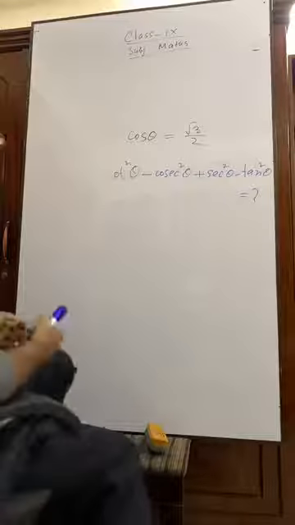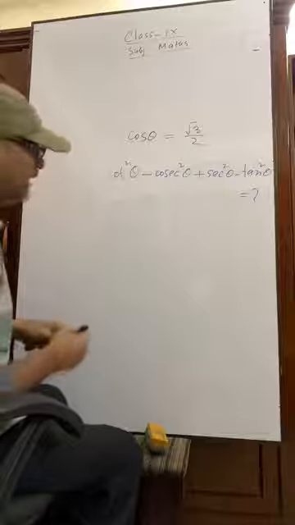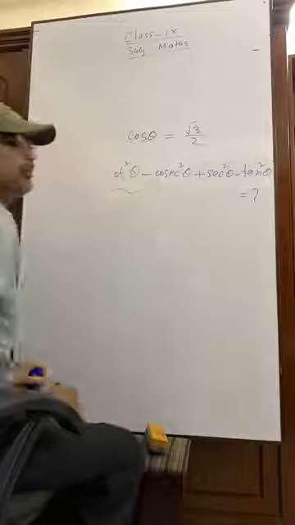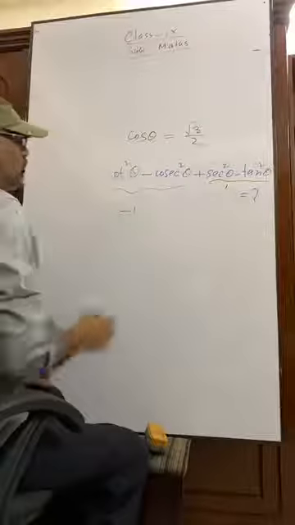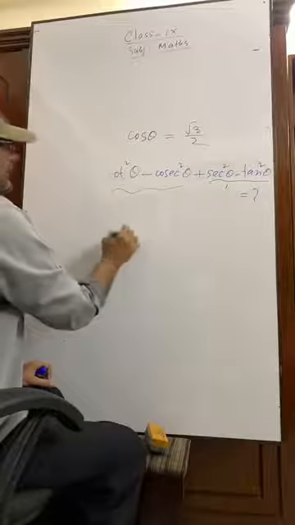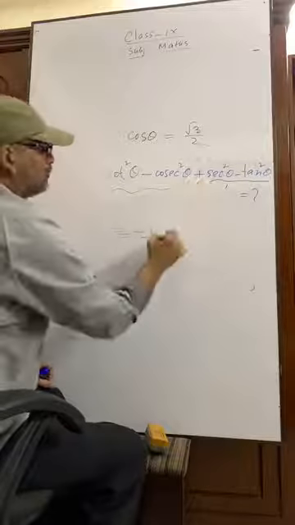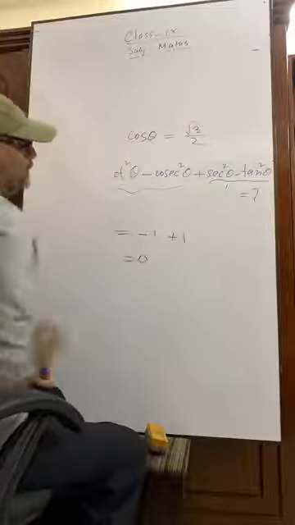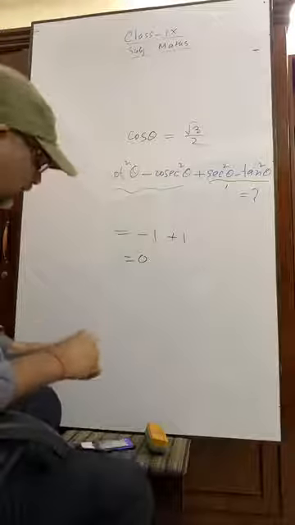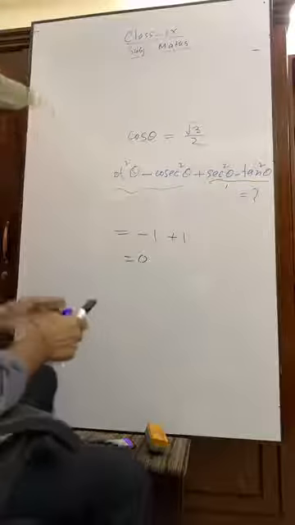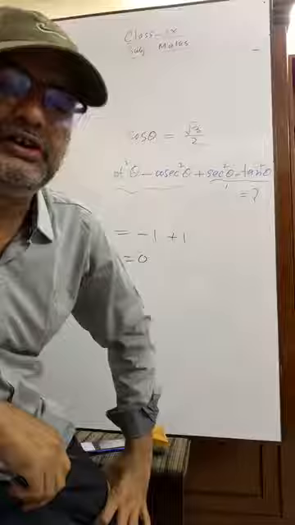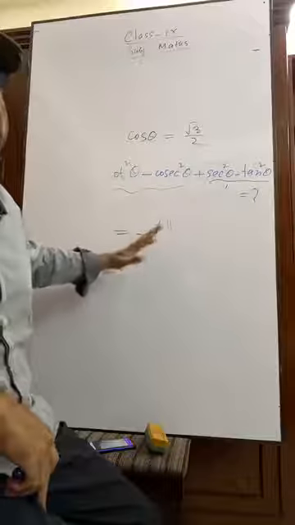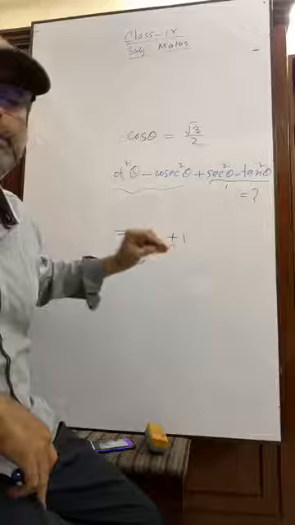So what will you do? As I told you earlier, this is the formula whose value is -1, and this is another formula whose value is 1. So what we get? We get -1 plus 1 equals to 0. If we see any formula like this, this is called trigonometric identity, so we will put the value directly. No need to calculate.